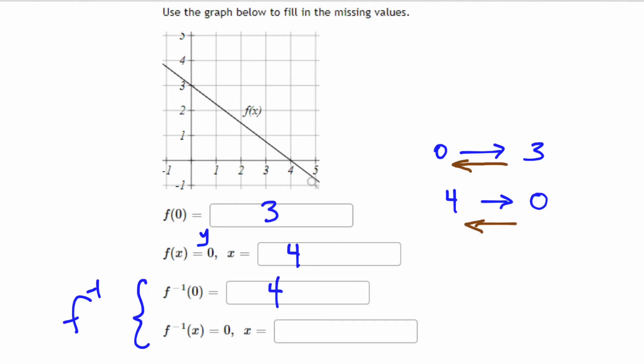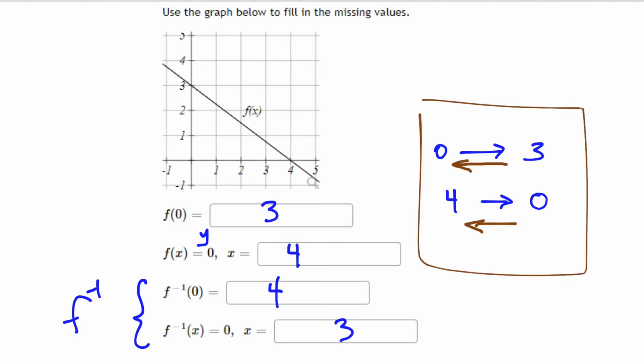And then the last one says f inverse of x is equal to 0. So we don't know the input value to the inverse function, but we do know the output value is 0. So if I look at my brown arrows over here, my inverse function goes this way, input to output. So if my output is 0, my input must have been 3. Okay, so make your little arrow diagrams here so you can switch directions when you start talking about f inverse.